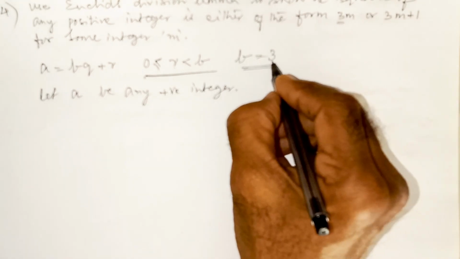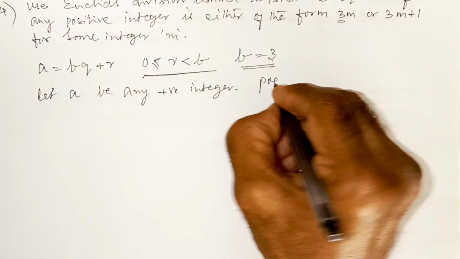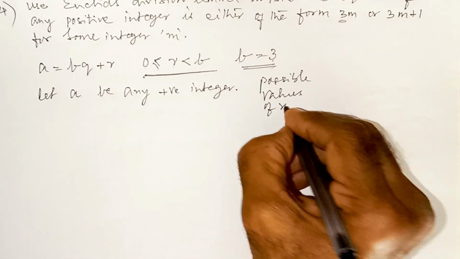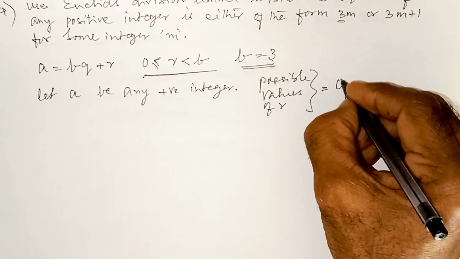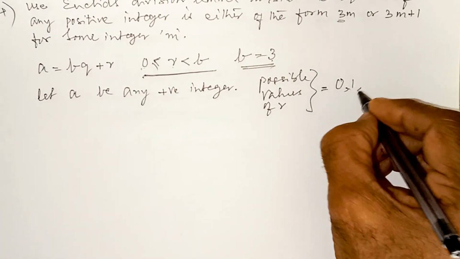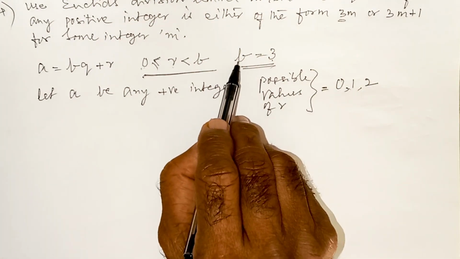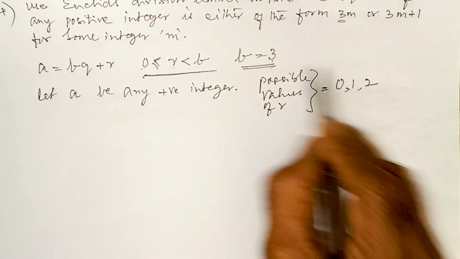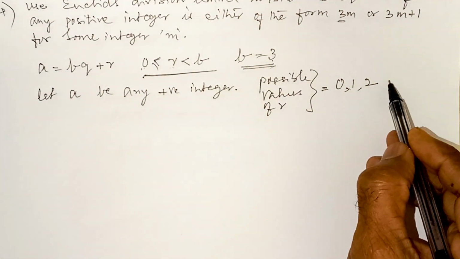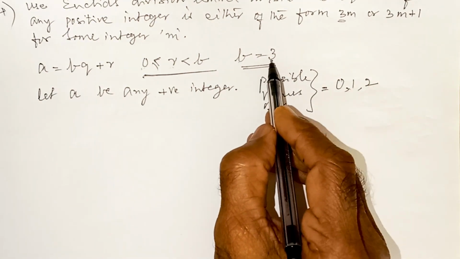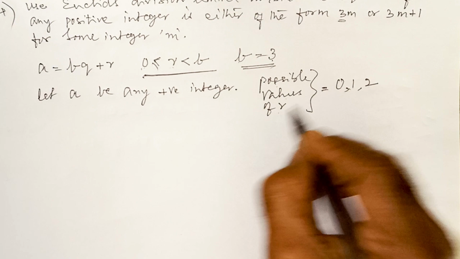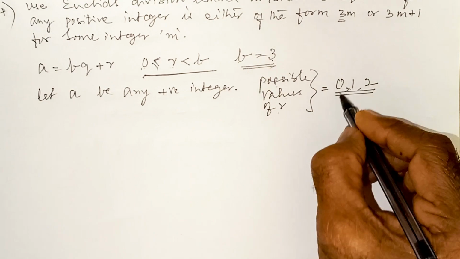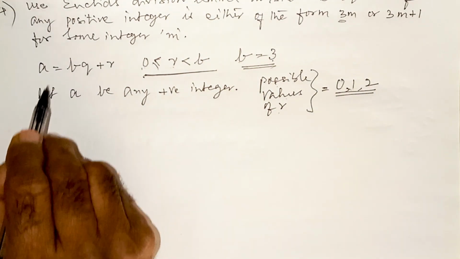Now, we also should know what all the possible values of r are. When we have 3 as b, possible values of r are 0, 1 and 2. We should always remember when b is 3, r value should be 0, 1 and 2 only. When it is 4, it becomes 0, 1, 2, 3. So it should always be less than this number. So the possible values of r will be 0, 1 and 2. We are going to substitute these values so that we arrive at the answer.